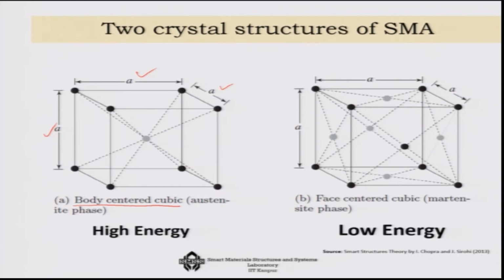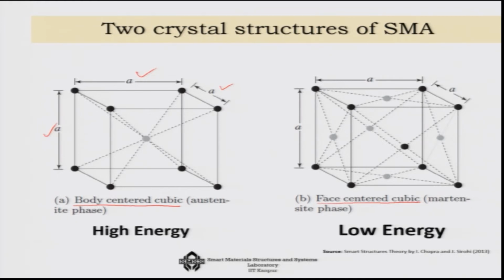Now, the moment I reduce the temperature, this changes to a face centered cubic system, so from body centered the crystal structure becomes face centered cubic, and further, many times it changes from a cubic system to rhombic systems in terms of the crystal shape, for example. So, these are the two.